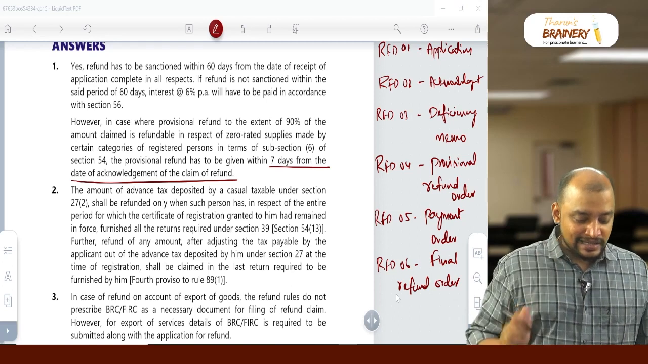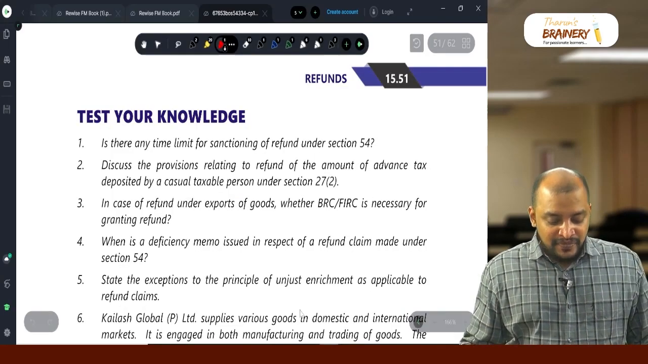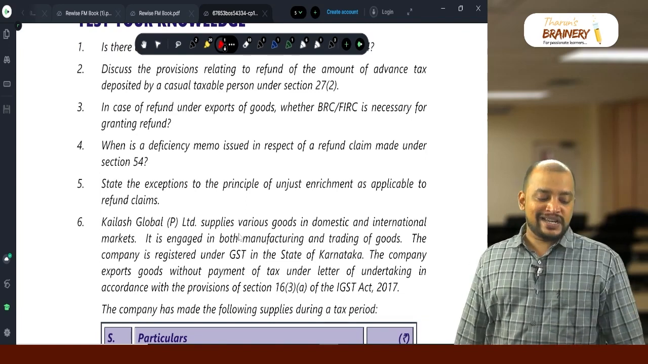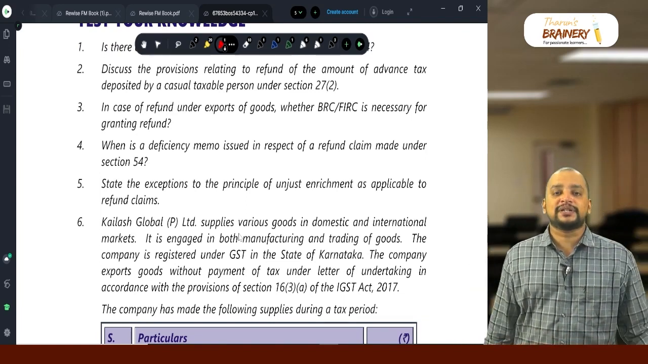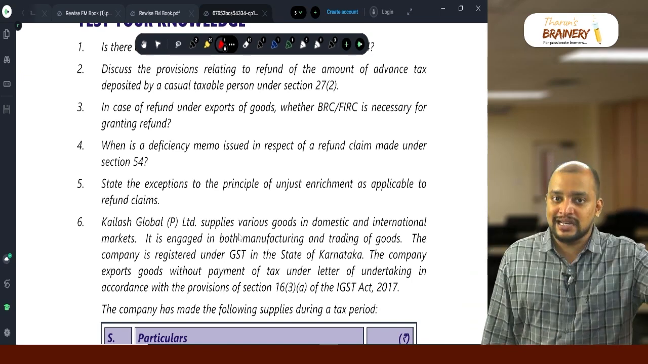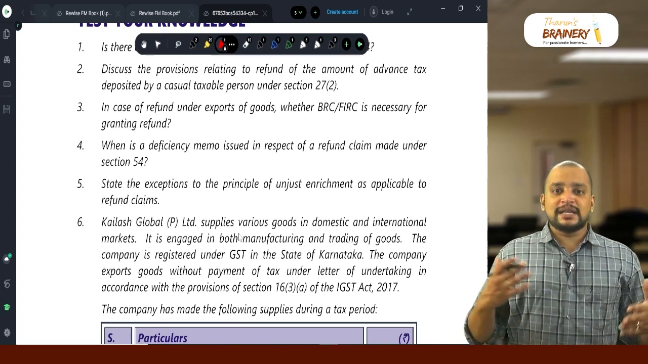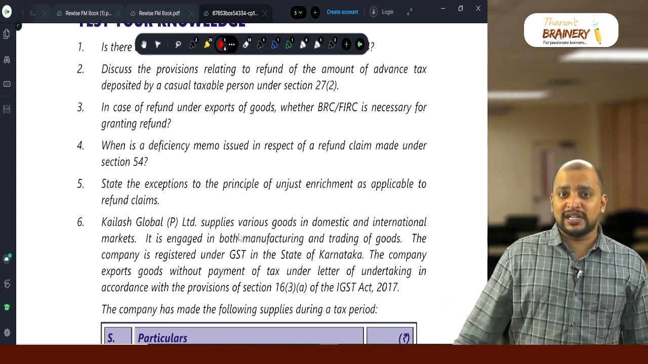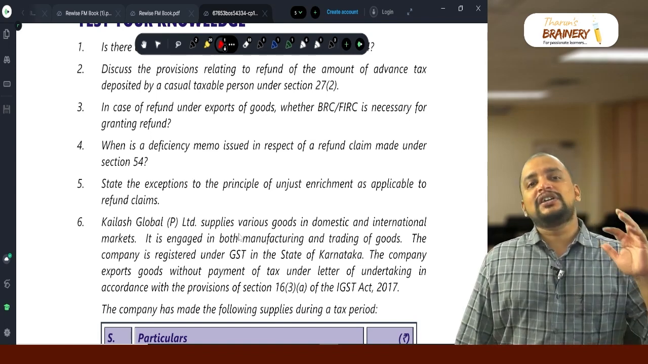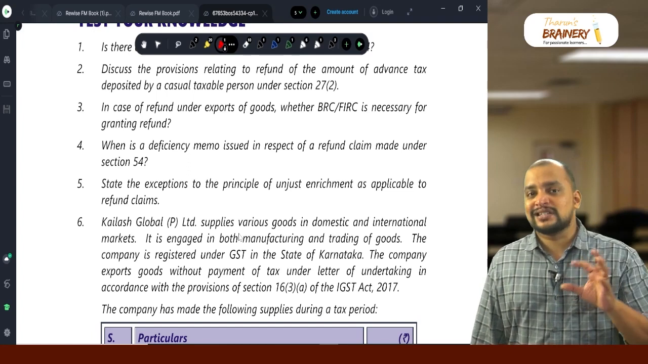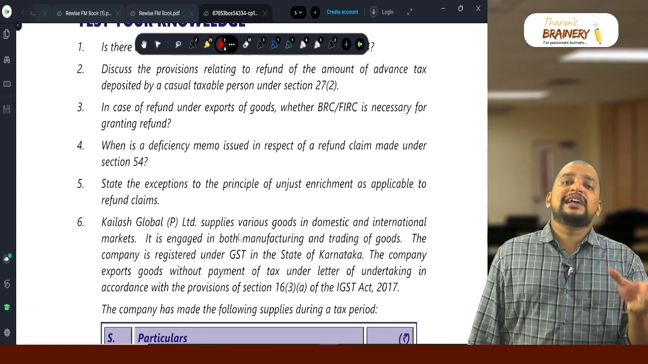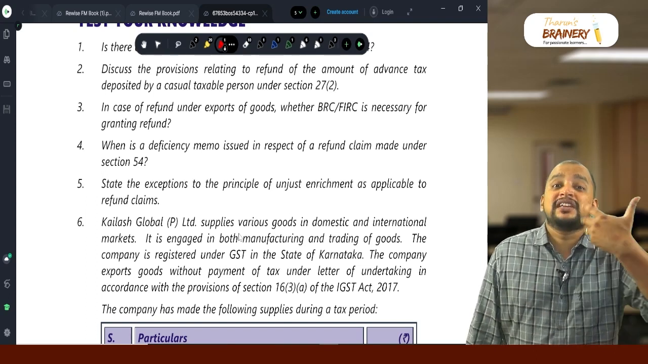Then question number 2: discuss the provisions relating to refund of the amount of advance tax deposited by a casual taxable person. A casual taxable person is a person who comes from another state to this state for making supply of goods or services on an occasional basis and does not have any physical place of business. These casual taxable persons will get a temporary registration, and during that period they need to deposit the advance tax.